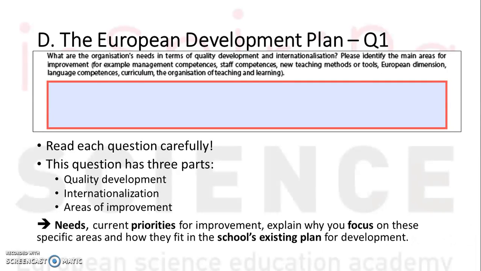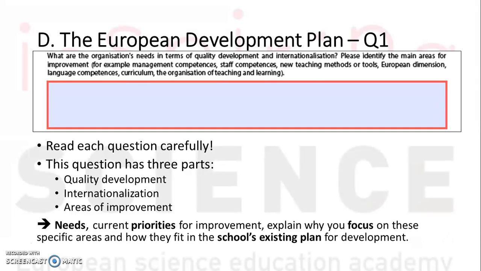It says, what are your organization's needs in terms of quality development and internationalization? Please identify the main areas for improvement, for example management competences, staff competences, new teaching methods, and so on. So the best way to answer this is to address each of the issues raised in the question. That means needs in terms of quality development. That's one aspect.